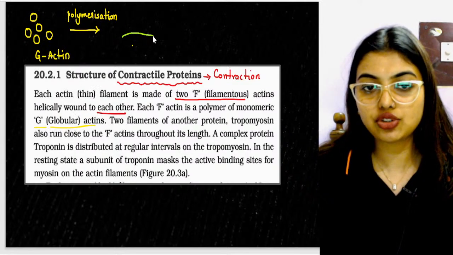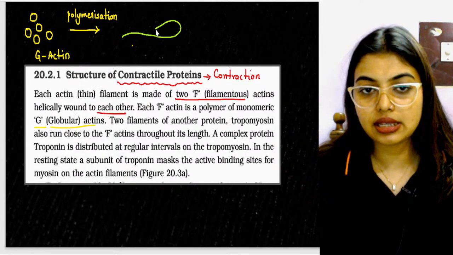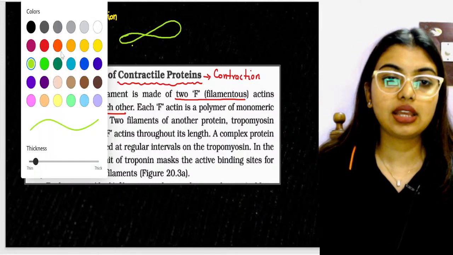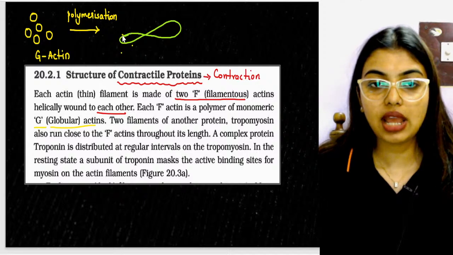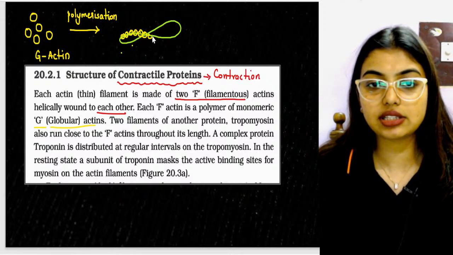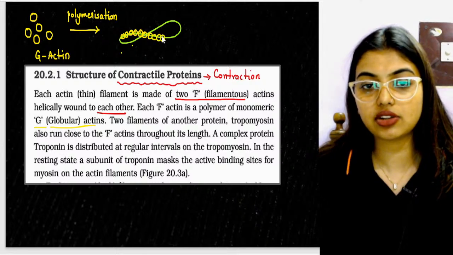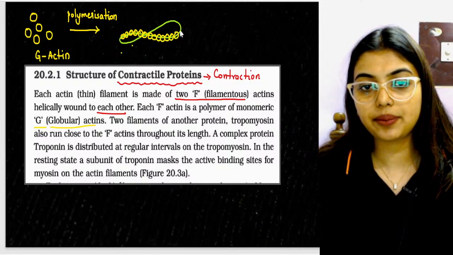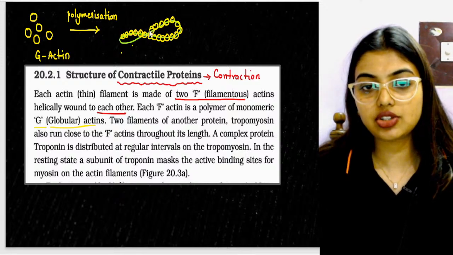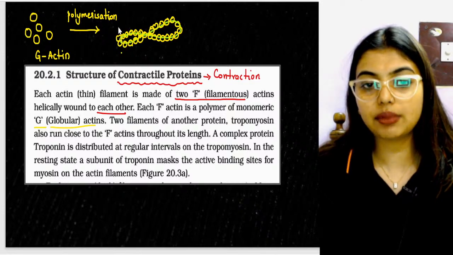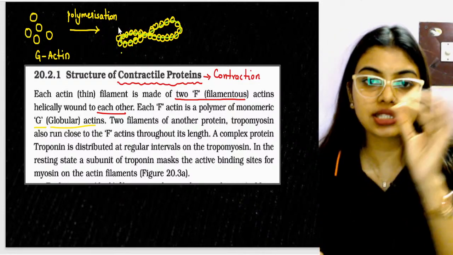Because of which two filamentous F structures, F actins, were formed, and on that your globular protein arranged themselves, and this is how the structure of actin is right now. The structure is important for you to know because there are some villains coming to the diagram.